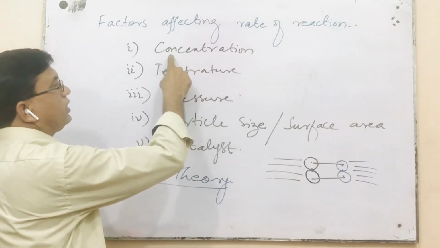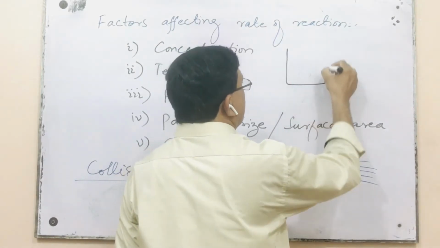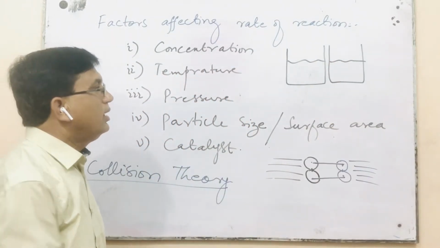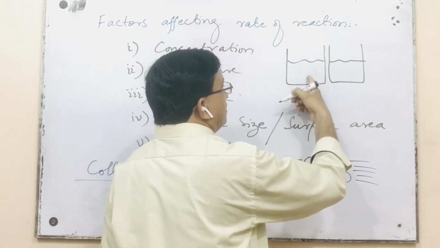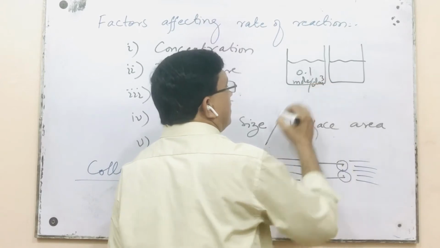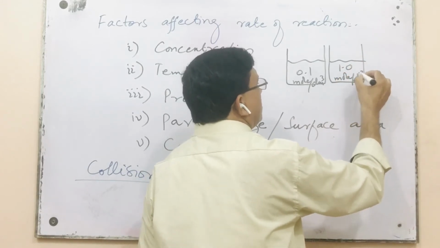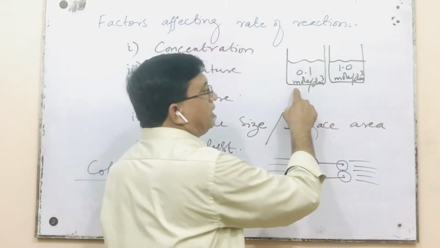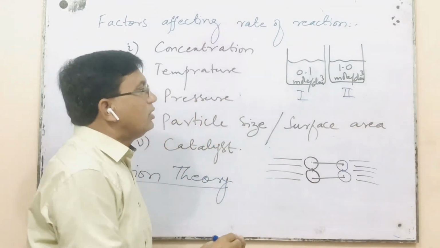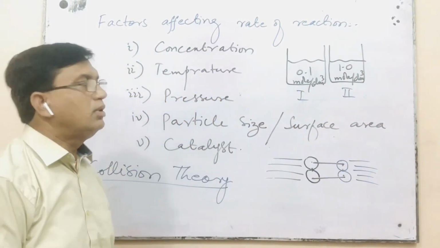For example, if we start considering concentration, if I take 2 solutions in different beakers, if the volume is the same and the concentration of one solution is, say, 0.1 mole per dm cube and the concentration of the second solution is 1 mole per dm cube, it is quite clear from the concentration that the particles present in the second solution are 10 times more as compared to the first solution.